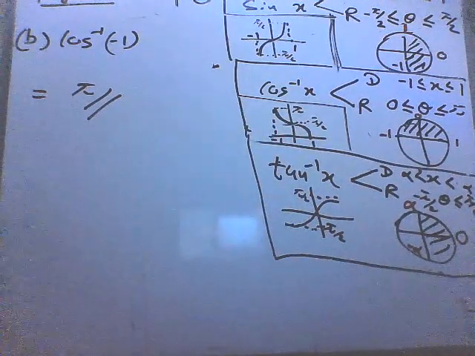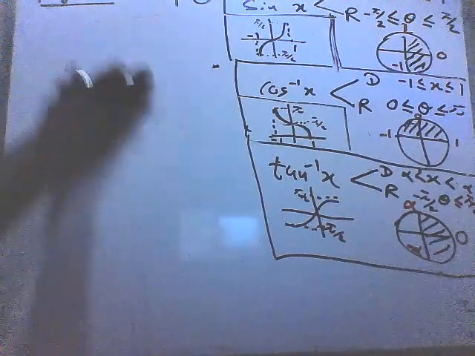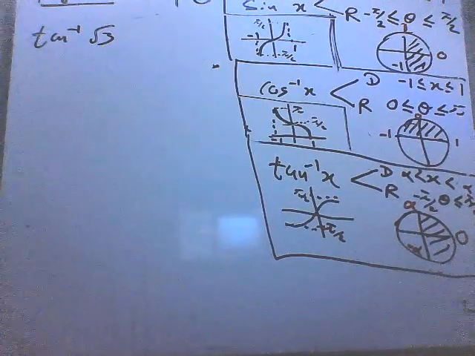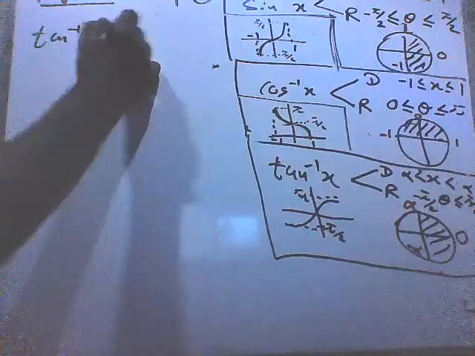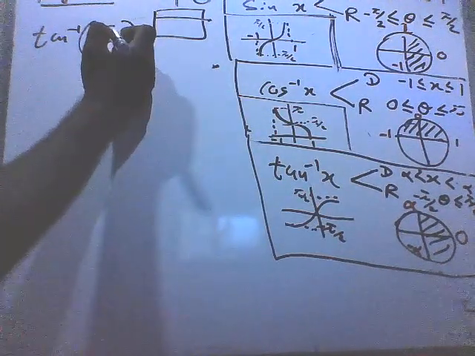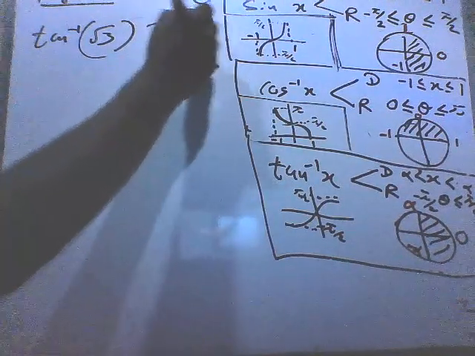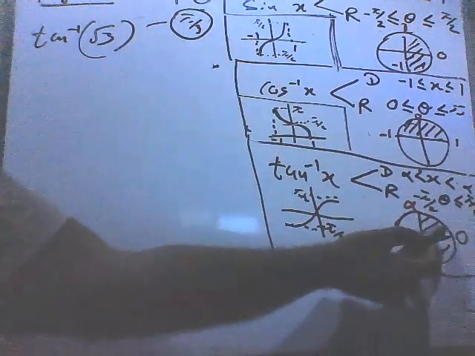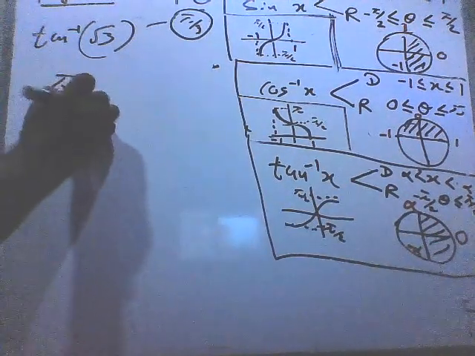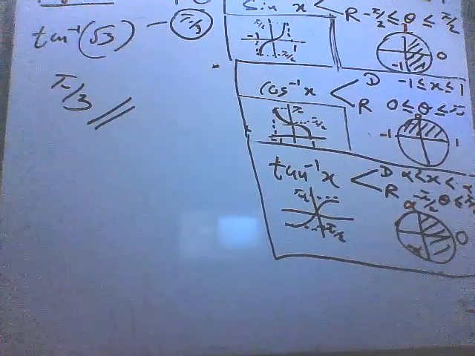Then part C asks for tan inverse root 3. Root 3 is a known value, and you have to remember those tables. It represents pi over 3. Now it gives a positive value, and positive values are here, so the answer is pi over 3. Then we'll see that some interesting questions are there.